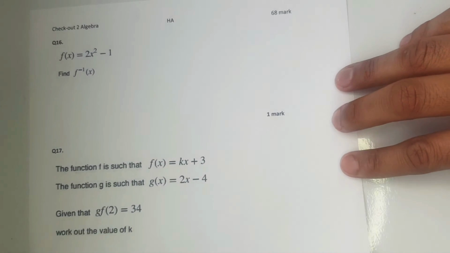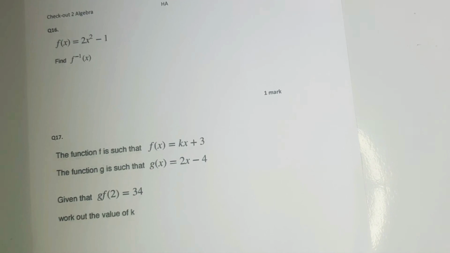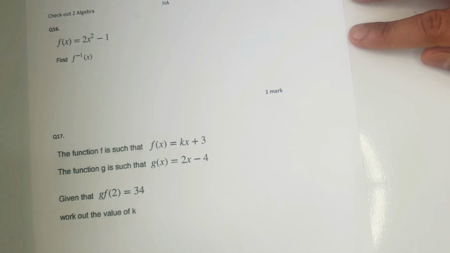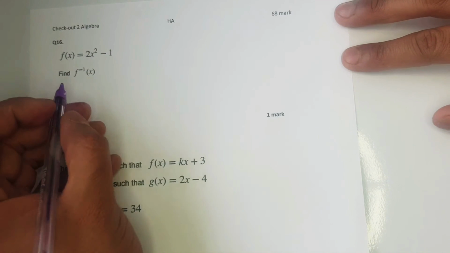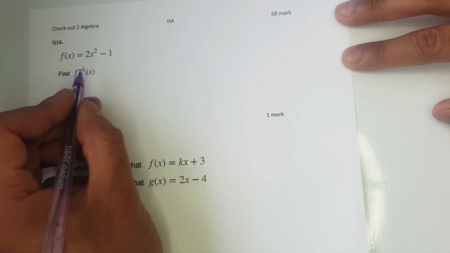Question 16 is on functions and inverse functions. So the first one is about inverse functions. The question's saying f of x is 2x squared minus 1, find the inverse function.